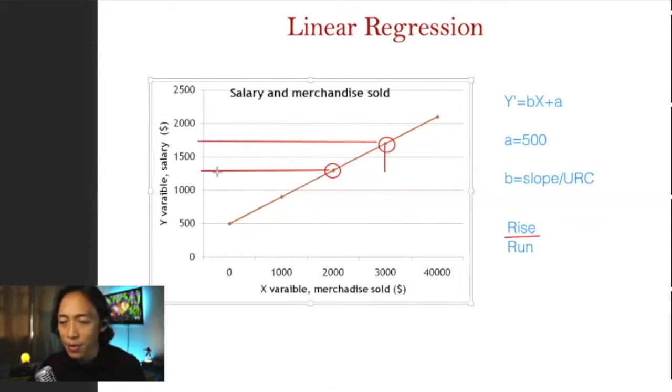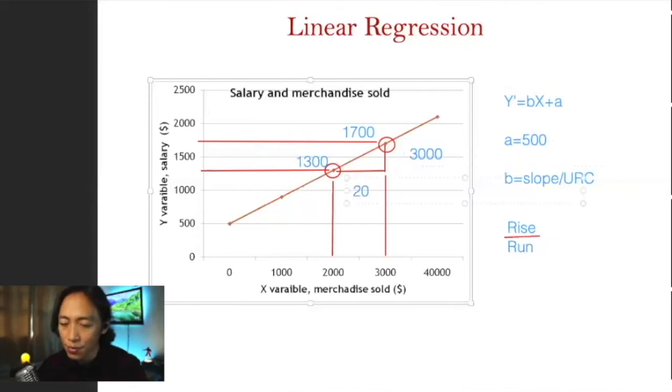And what are we referring to here? We are referring to values on our y-axis. Specifically, this is 1,700 and this is 1,300. Now, what about run? Run is from this point to that point, which is the distance between the merchandise sold of this particular individual and the merchandise sold of this particular individual. And what are the values being referred to here? 3,000 and 2,000.